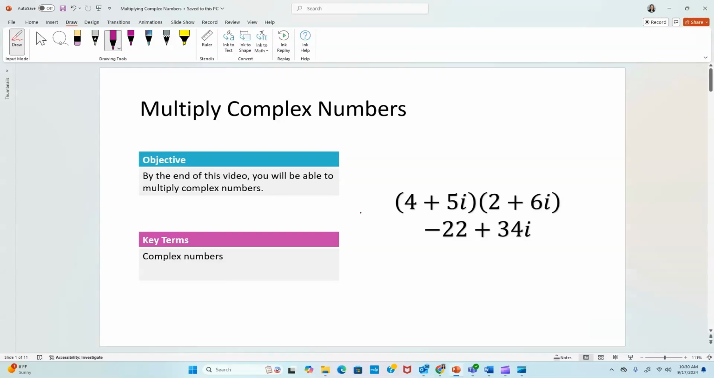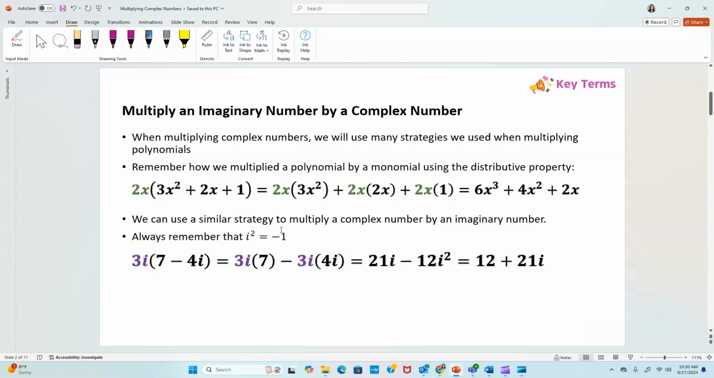In this video, we're going to talk about how to multiply complex numbers. When you multiply an imaginary number by a complex number, we're going to use a lot of the strategies that we used when multiplying polynomials. Remember, whenever we had a monomial multiplying a polynomial, you just use the distributive property.